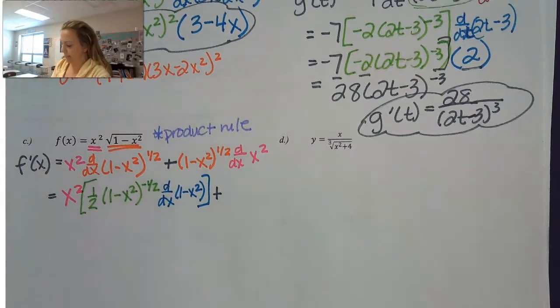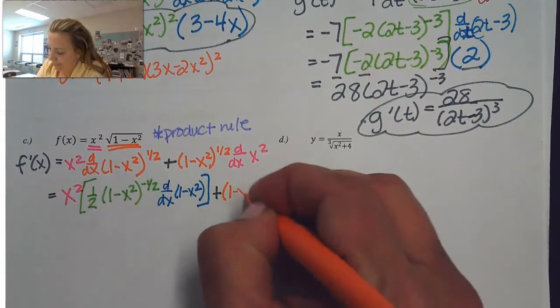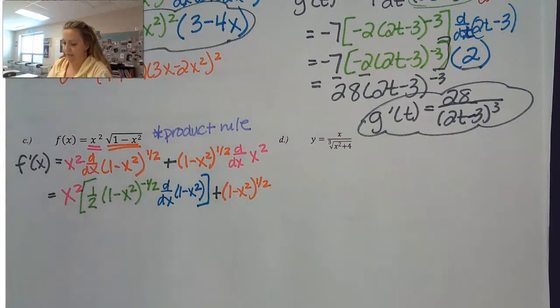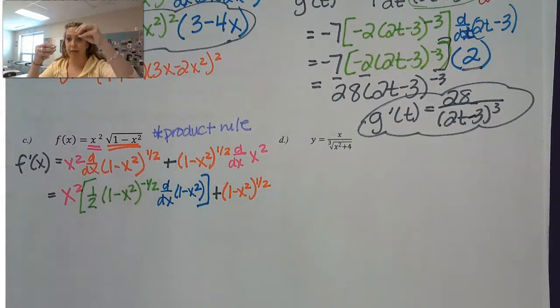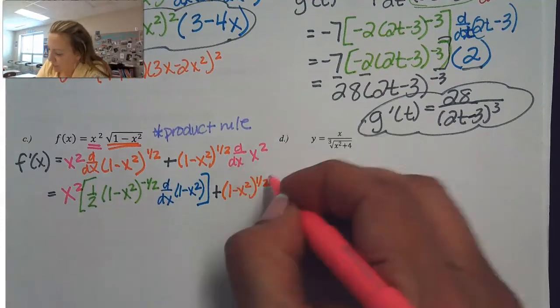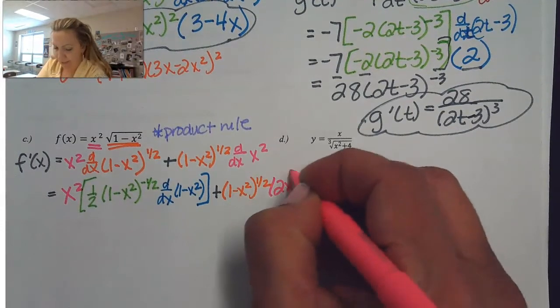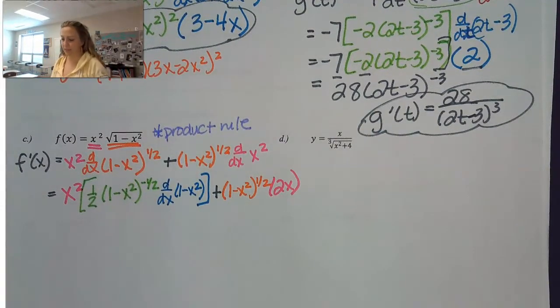Now I have plus, and then I have this 1 minus x squared to the 1/2. And now I want to take the derivative of x squared. Well, we have something squared, and that something is just x, no chain rule. So we can just turn the derivative of x squared into 2x. So that's good.